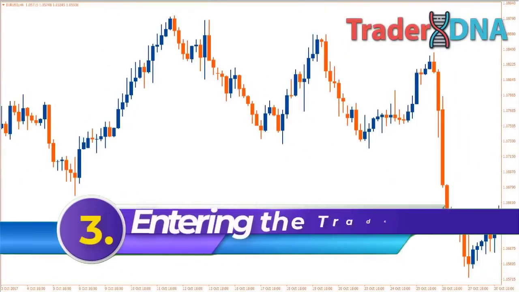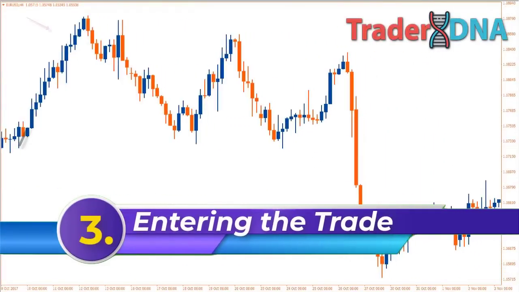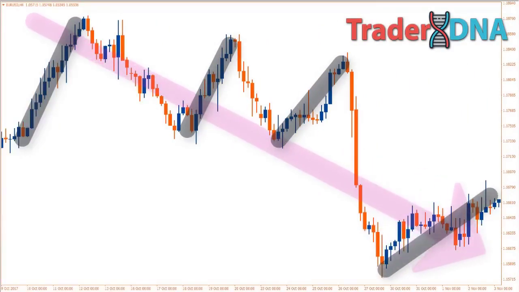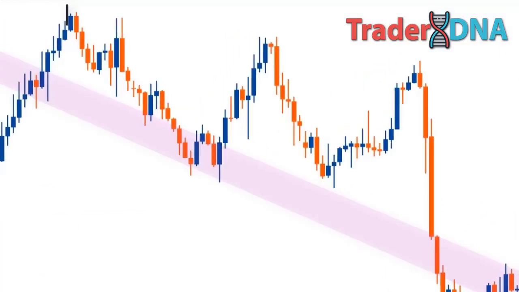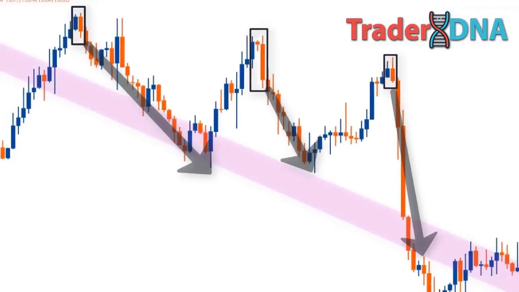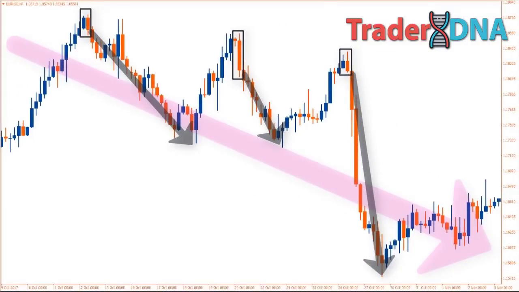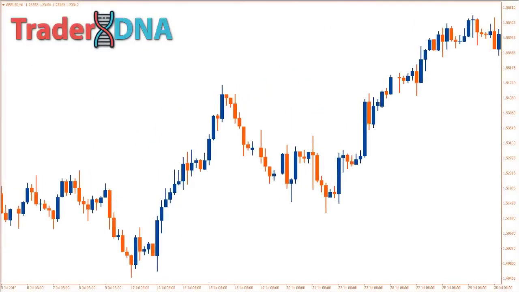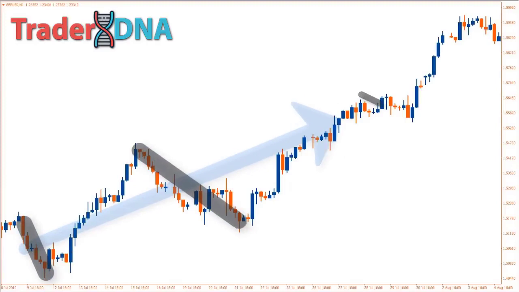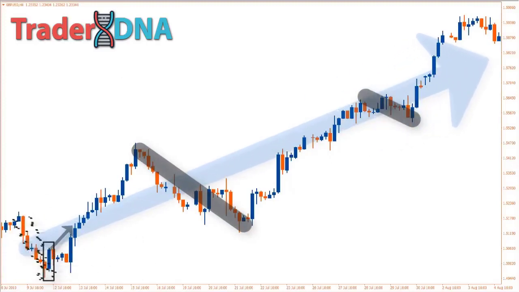Step number 3. Entering the trade. With the trend isolated, and a pullback occurring, wait for the engulfing candle strategy trade signal. During a downtrend, wait until a down candle engulfs an up candle. For an engulfing candle strategy signal during an uptrend, wait until an up candle engulfs a down candle.